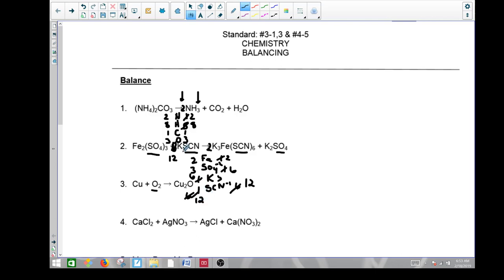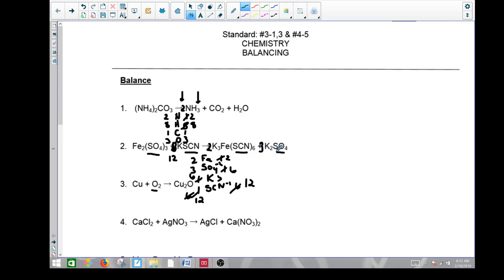Alright, and then now I have 12 potassiums. But I got 2 times 3 is 6. I need 6 more here. So in that situation, I have to put a 3 right here. 2 times 3 is 6, 2 times 3 is 6. Now my potassiums are good. So my potassiums are good, my iron's good, and my thiocyanate's good.